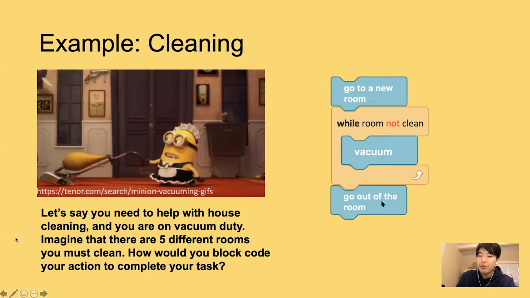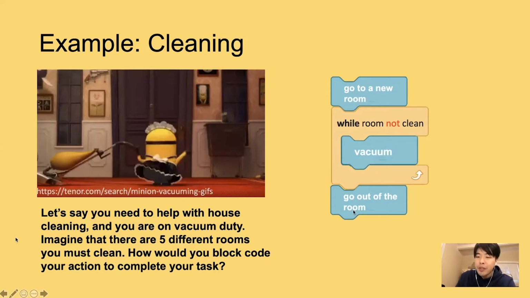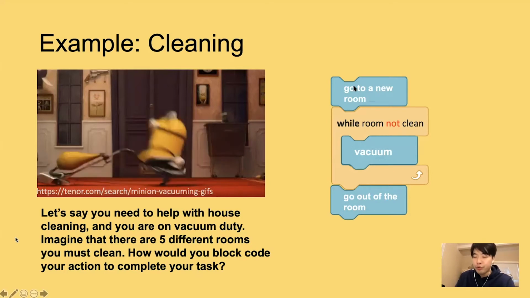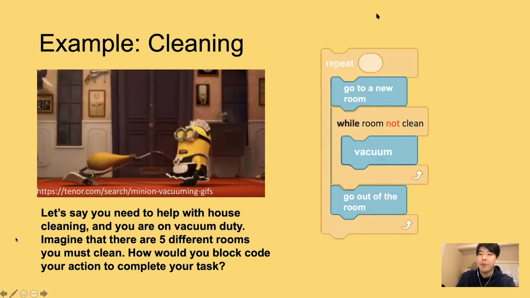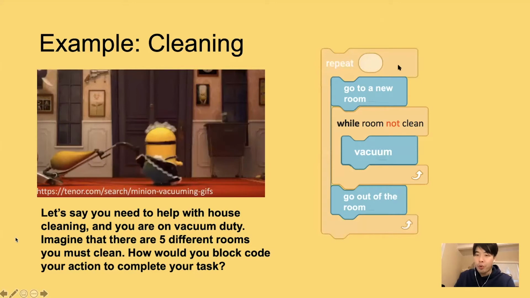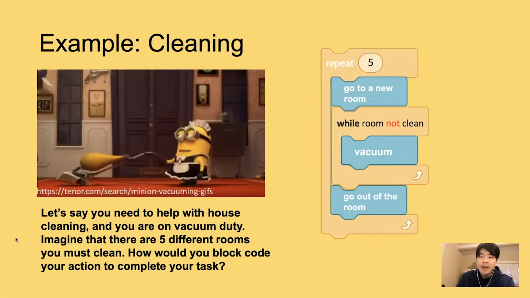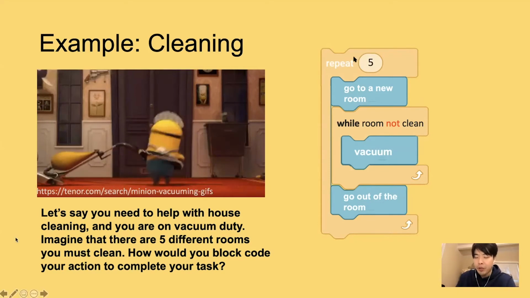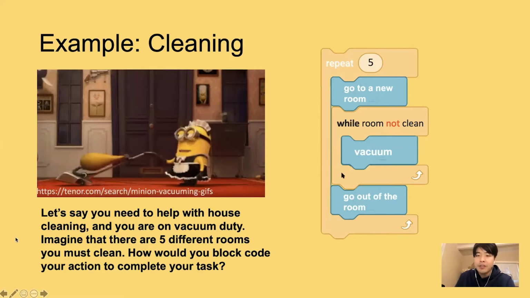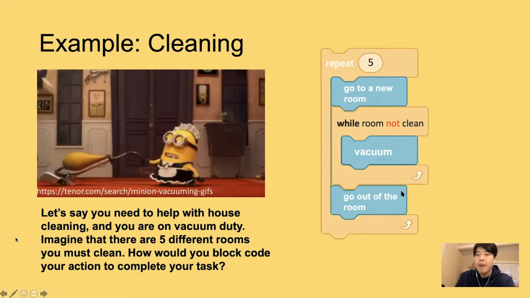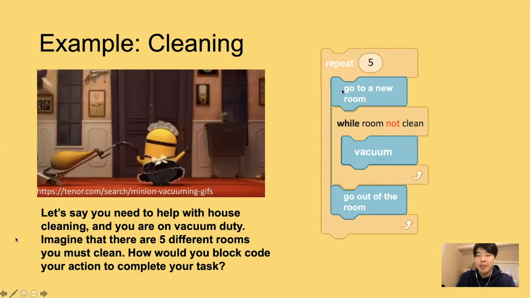Now, once you get out of the room, you need to enter a new room, right? So this is why you need another loop here. And this is a for loop, or counting loop, because you know exactly how many times you repeat this. You want to repeat this 5 times. Of course, this is just an example, okay? It doesn't have to be this series of actions, it can be different. But just know that this is one possible way we can block code our vacuuming.